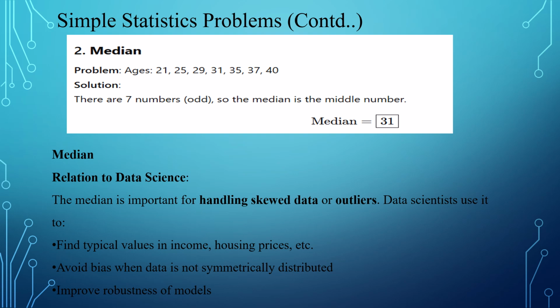How is this median value related to data science? The median is important for handling skewed data or outliers. Data scientists use it to find typical values in income, housing prices, etc. It avoids bias when data is not symmetrically distributed, and it improves the robustness of the model.